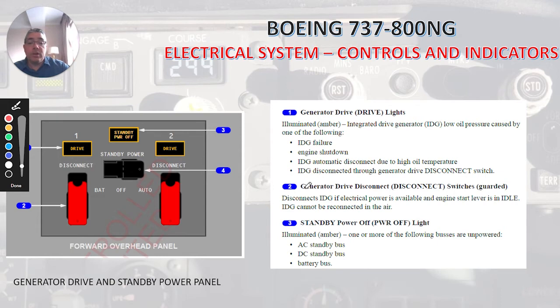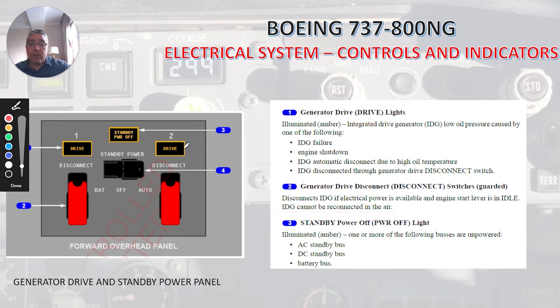Number 2, let's talk about the generator drive disconnect switches, guarded. You can see them here. Disconnects IDG if electrical power is available and engine start lever is in idle. IDG cannot be reconnected in air. Okay, that's good to know.